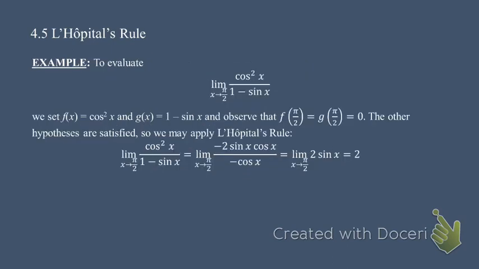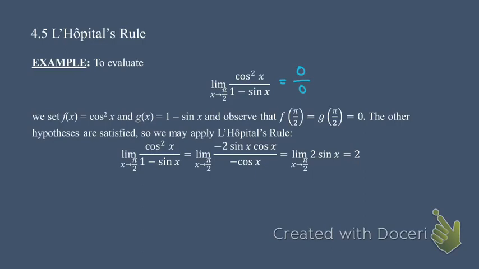Let's look at another example. If we want to take the limit as x approaches pi over 2 of cosine squared x over 1 minus sine x, in doing this we see cosine of pi over 2 is 0, so 0 squared is 0, over 1 minus sine of pi over 2, which is 1, so we get 0 over 0. So L'Hopital's Rule applies.